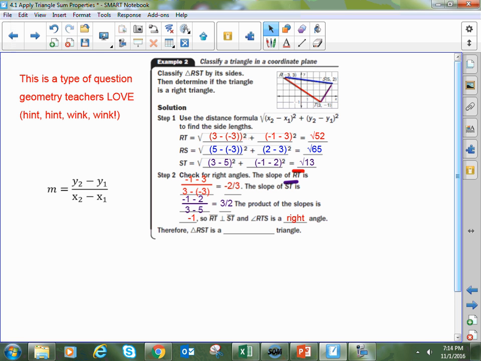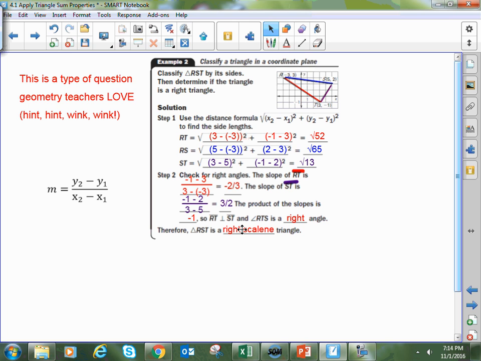So keep in mind on your homework assignments, on a quiz, on a test, if you try to say classification based on sides, you have to use the distance formula to show me why you're saying that. Same thing with the slope. If you don't show me that you found the slope to show that these are or are not opposite reciprocals, I will not accept an answer saying that it's a right angle, therefore a right triangle, unless, of course, it's a horizontal and a vertical line forming a right angle.